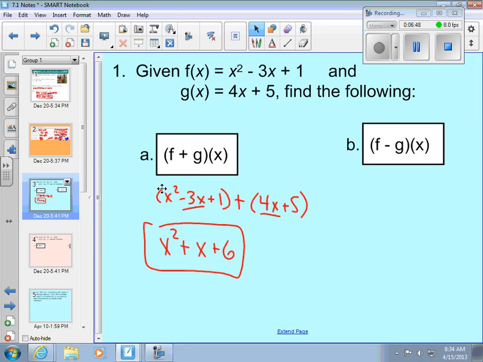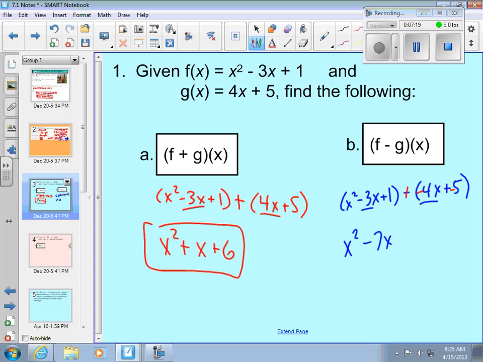On B, same two functions here. They want us to subtract. So if you're subtracting, you get x squared minus 3x plus 1 minus 4x plus 5. Again, subtracting, there's that one extra step. You want to add the opposite. So we want to change the sign on those two, and then again combine like terms. No other x squared terms. We have negative 3x plus a negative 4x, that'd be minus 7x. And then we have 1 plus negative 5, negative 4. Okay, so there's the subtraction.